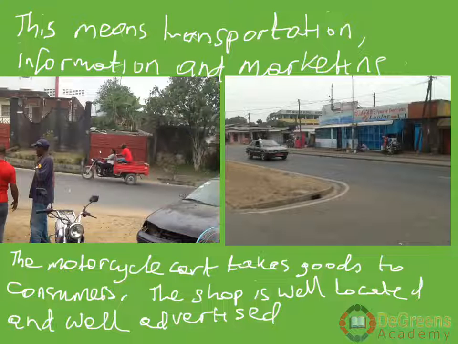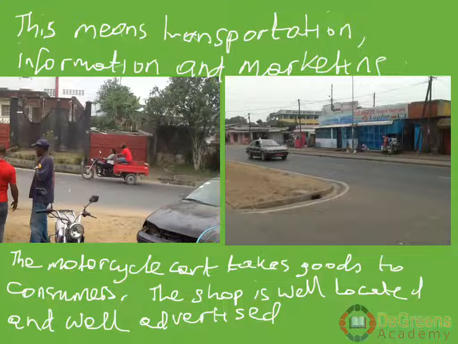So you can see here we have talked about transportation, information, and marketing. That is what is involved in distribution: physically taking the goods to where they can be consumed, informing about the goods, and then marketing them. That is using all the different forms of marketing to convince people to buy it.